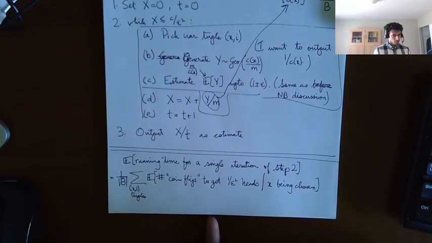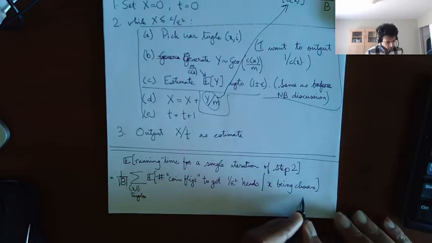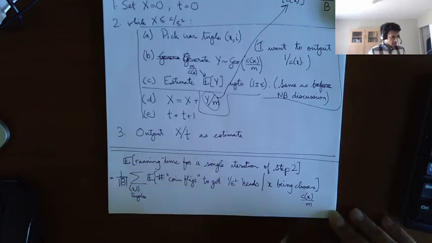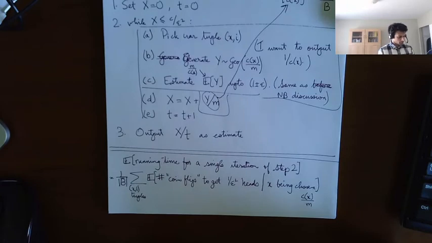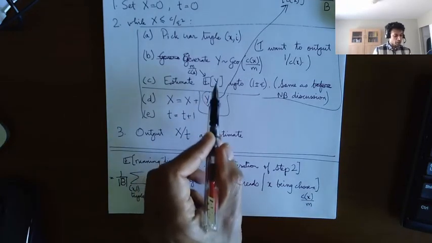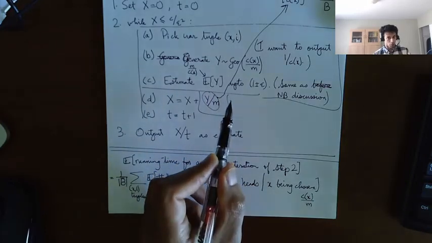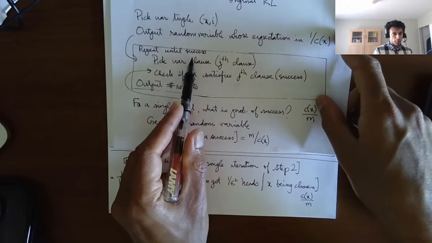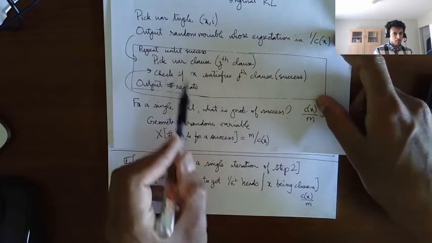Just c of x over epsilon squared? No. So the probability of a success is c of x divided by m. That's the success in a single coin flip, single trial. So how many trials do you need? Because you have to do this estimation, which requires you to generate a bunch of trials, right? You need to keep repeating until you get a success. And this is going to cost you runtime.